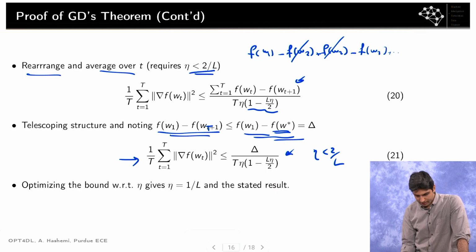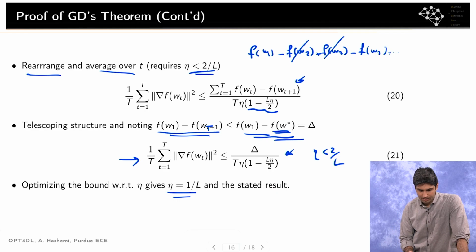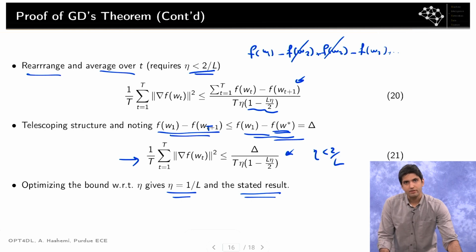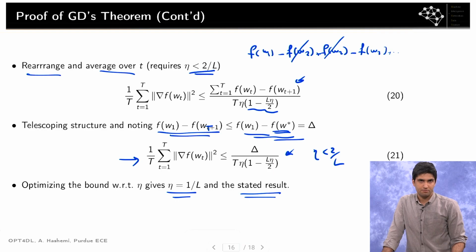This is a function of the learning rate. We optimize it to get the minimum bound. And it happens that the minimum is attained when the step size is 1 over L. And therefore, we're going to establish the stated results. Okay, so that's the proof of the first theorem. Very, very easy. All that it required was for us to leverage smoothness, and basically nothing more complicated than that.